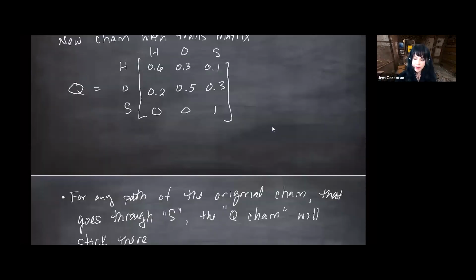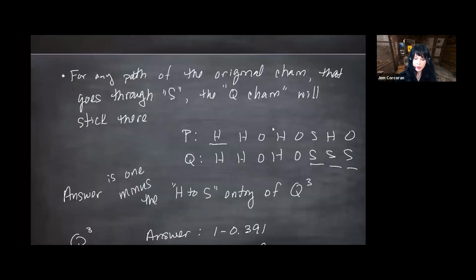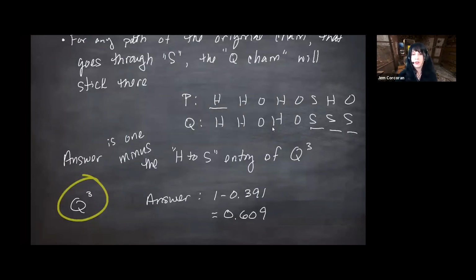And so I'm going from happy to sad in 3 steps. So that's why I cubed the matrix Q. And yet I don't want him to be sad. So it's a positive story. So I'm doing 1 minus that. It's the complement of him being sad.